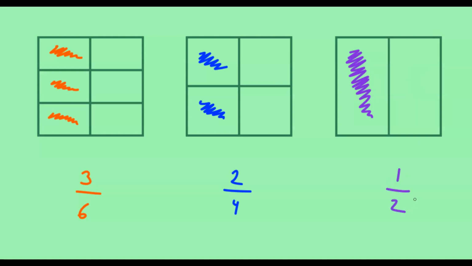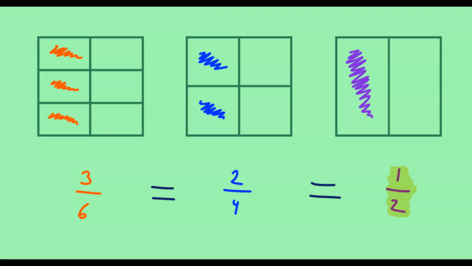But we can see that the same proportion of all of the rectangles has been shaded. What does that mean? That just means that all of these fractions are the same. So 3 divided by 6 is equal to 2 divided by 4 is equal to 1 divided by 2. But only one of them is a simplified fraction. In this case, 1 divided by 2 is a simplified fraction.